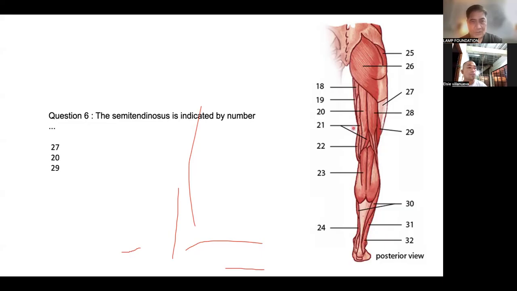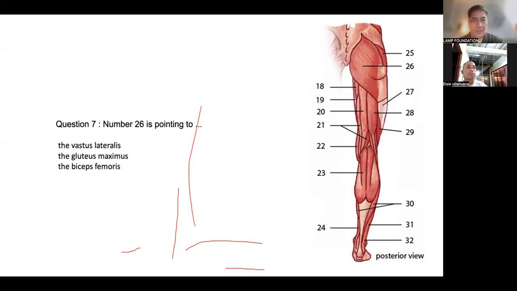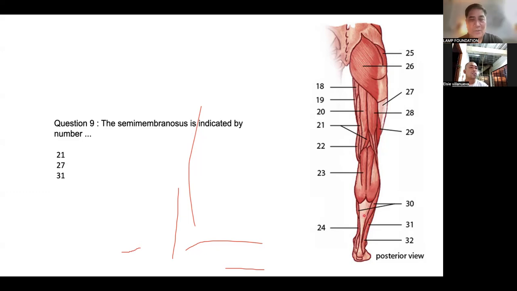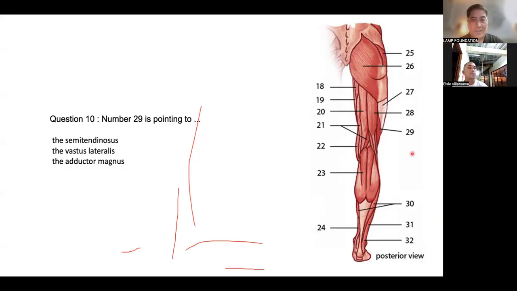So this is it. Number 26 is what? Gluteus maximus. Number 30: Soleus. Semimembranosus is number 21. Number 29 is vastus lateralis.